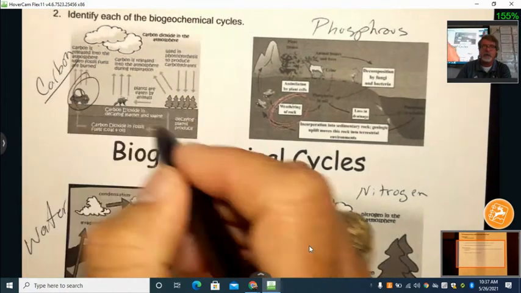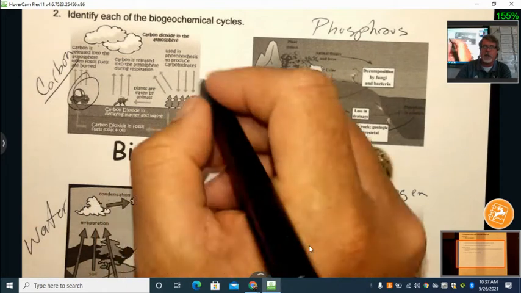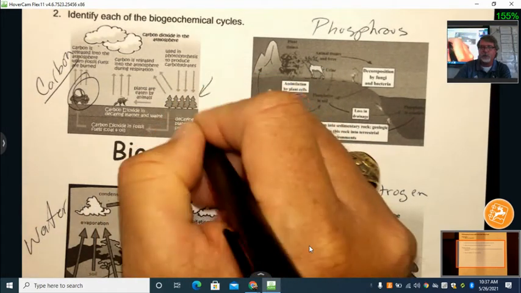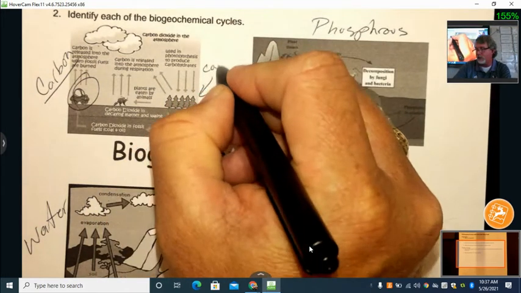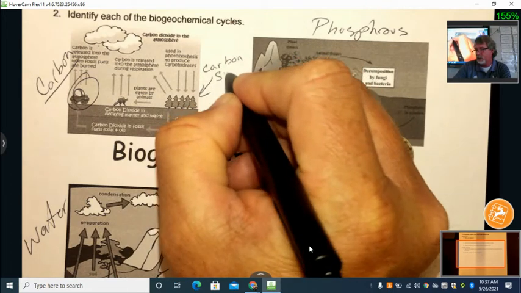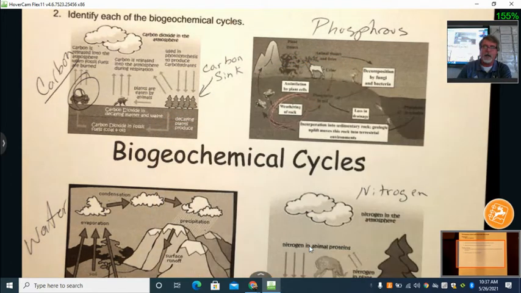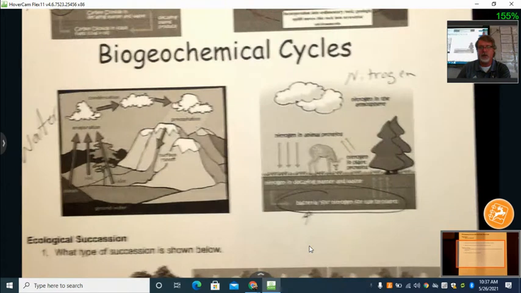Carbon comes from burning of fossil fuels. And don't forget about over here, the plants are pulling that back in. That's called a carbon sink, something that pulls the carbon back in out of the environment. Okay, so a little extra additions.